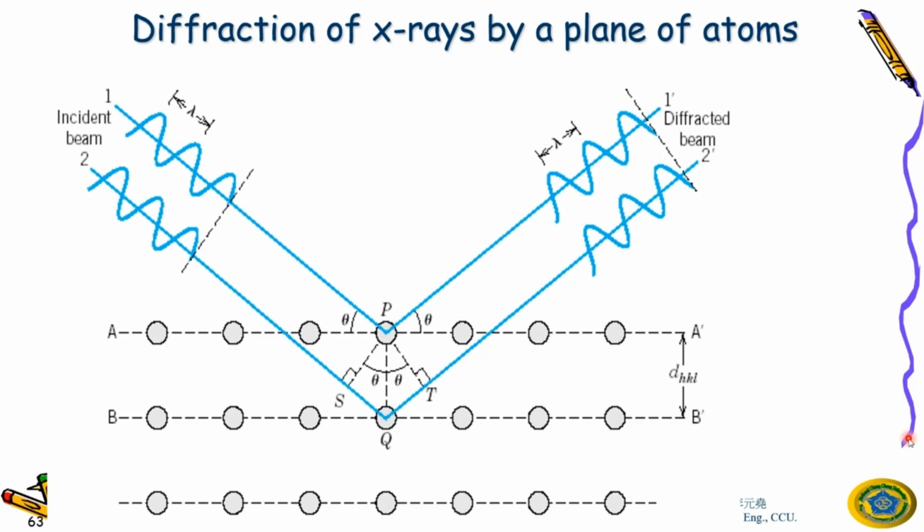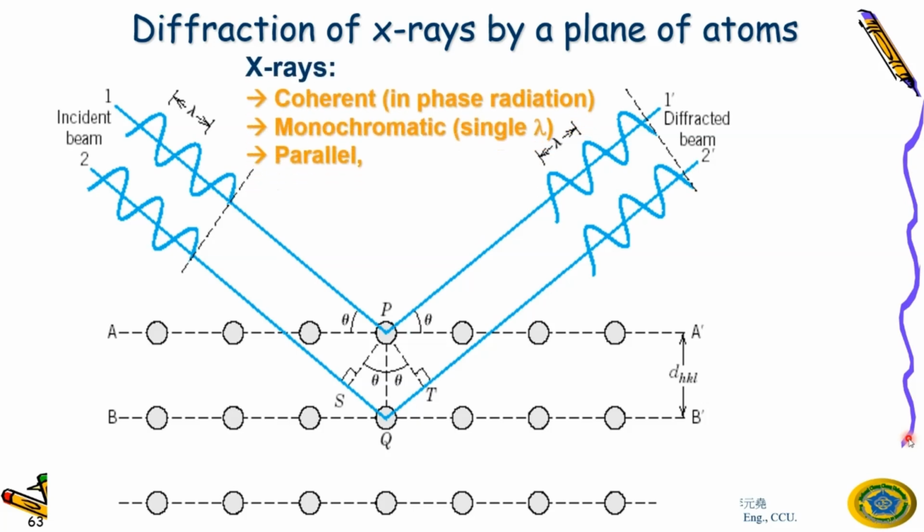How do you know the equation? You know, right? Okay, so first of all, for the X-ray there are three important pieces of information you need to know. It's better to be a laser, okay? Because this X-ray has coherent interference radiation, okay, coherent. And it should be monochromatic, a single lambda. The lambda needs to be the same. And it needs to be parallel.